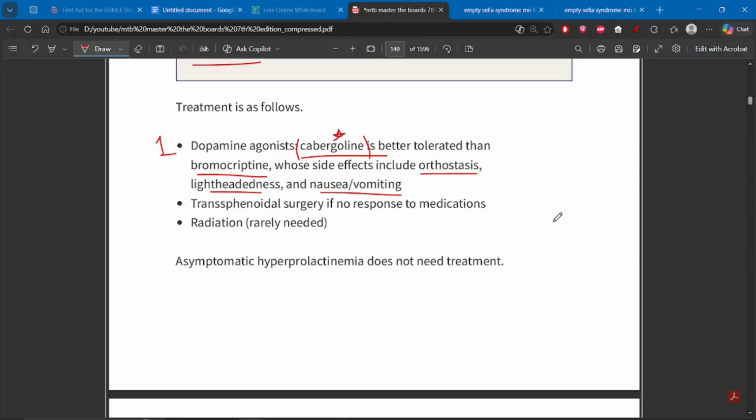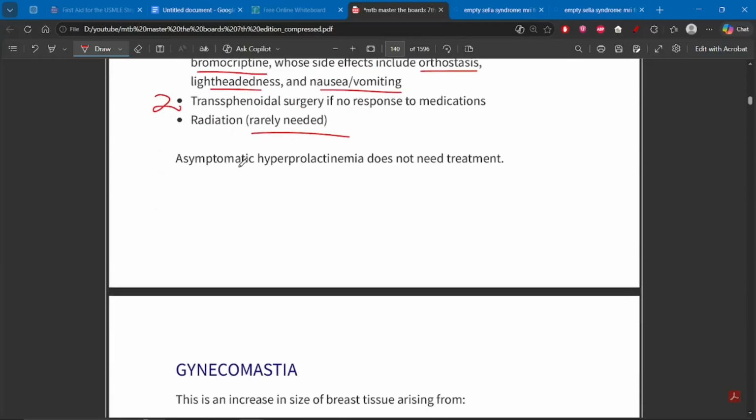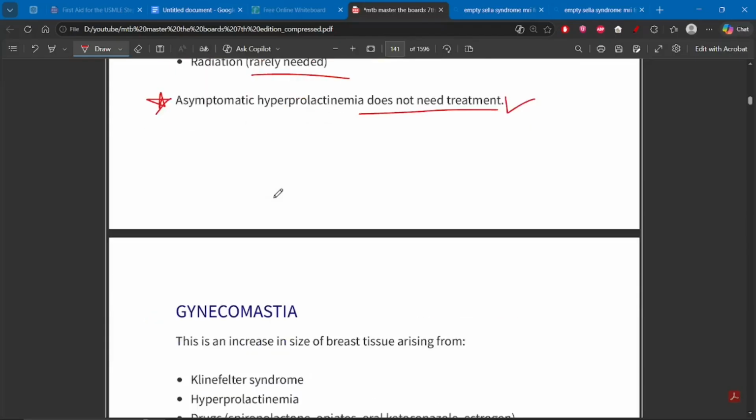Transsphenoidal surgery if no response. This was the first step in acromegaly, but in hyperprolactinemia, this is the second. And radiation can be a rare option. And asymptomatic hyperprolactinemia does not need treatment. So if it is asymptomatic, then don't treat it. Yeah, keep this in mind. Okay.